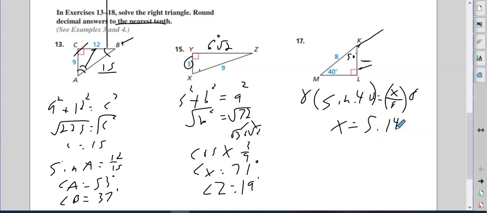And again, use some common sense. That makes sense because it's less than 8. If we got a number bigger than 8, we know we made a mistake.